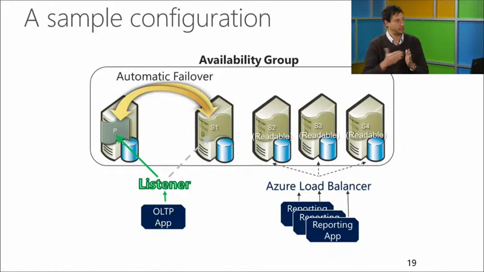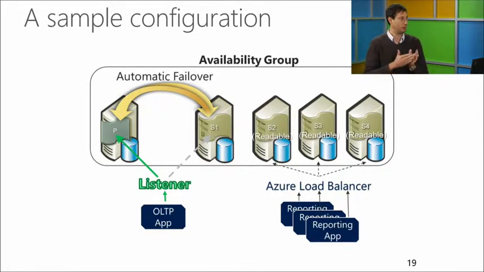The listener is a DNS name that your application can use to find the primary. So even if there is a failover here to replica S1, your application will be able to connect transparently to that one. And you're probably wondering what these readable secondaries are. You can have multiple readable secondaries.